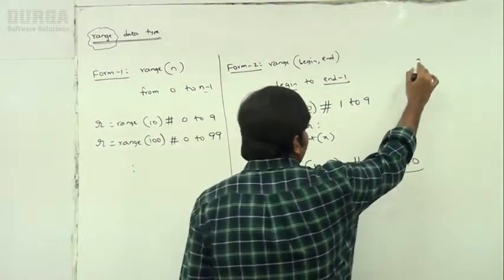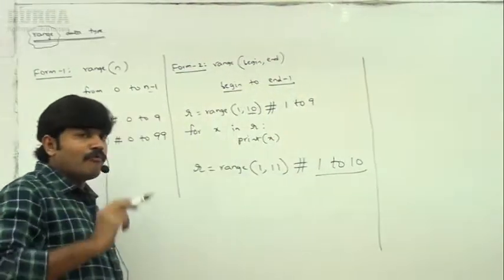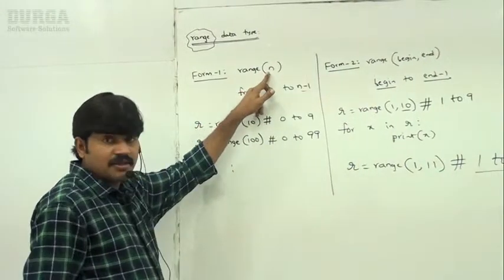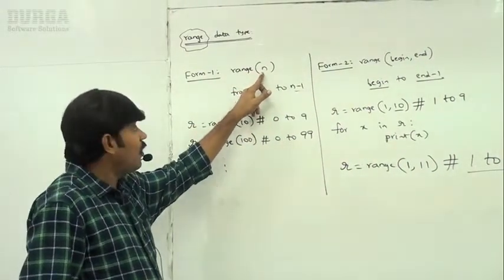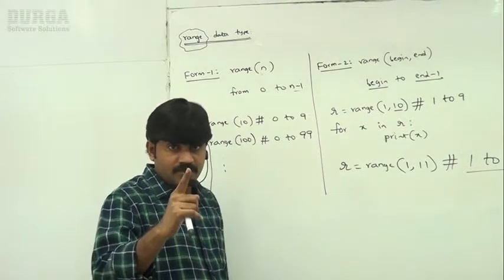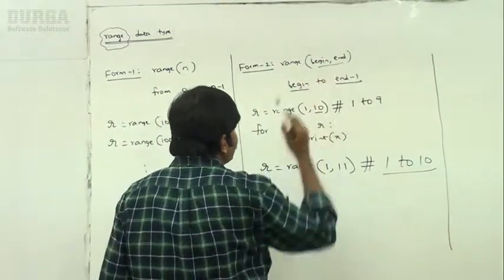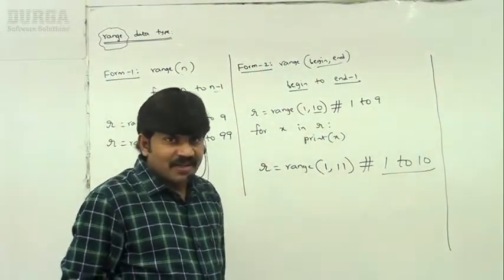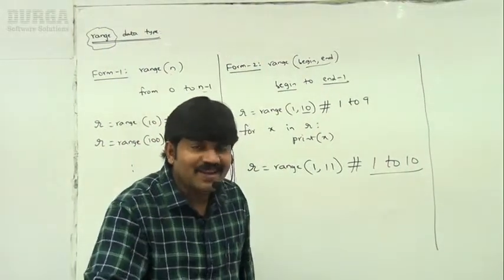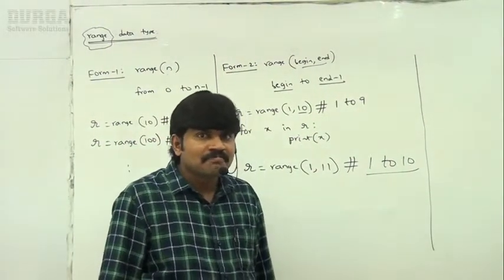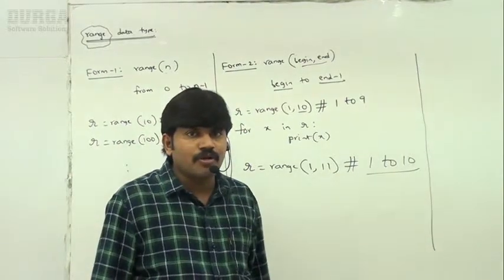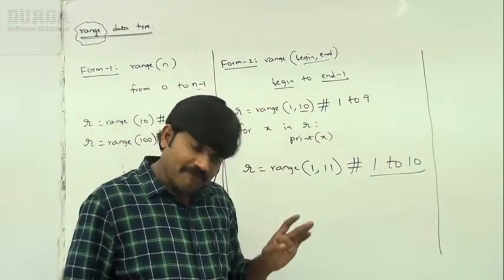Next, observe carefully. For form 1, how many arguments did we pass? One. But for form 2, how many arguments are we passing? Two arguments, right? Next, obviously, for form 3, how many arguments do we have to pass? Three arguments, right? Okay, perfect.